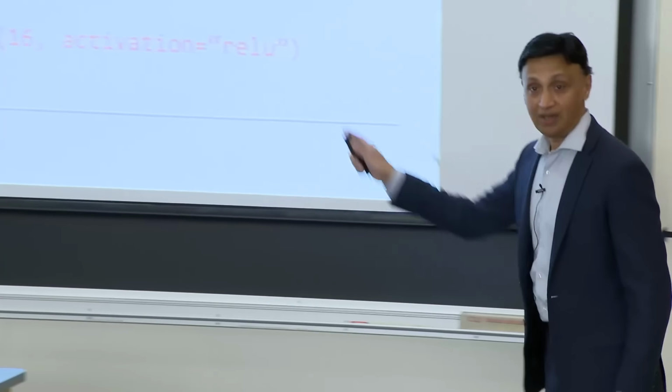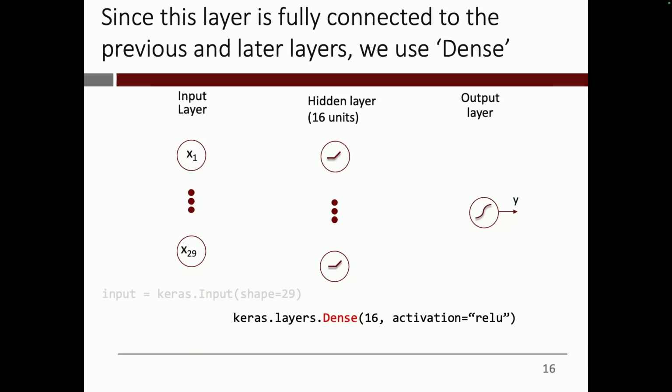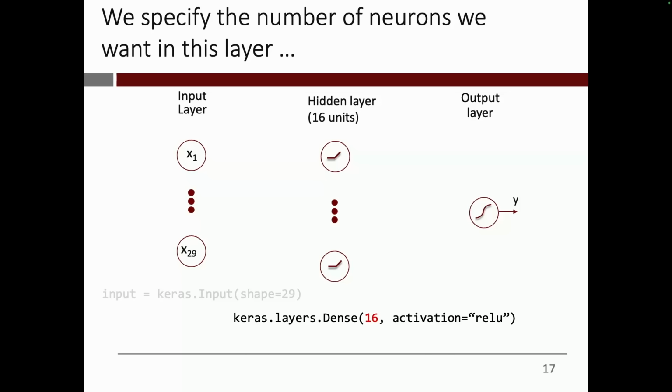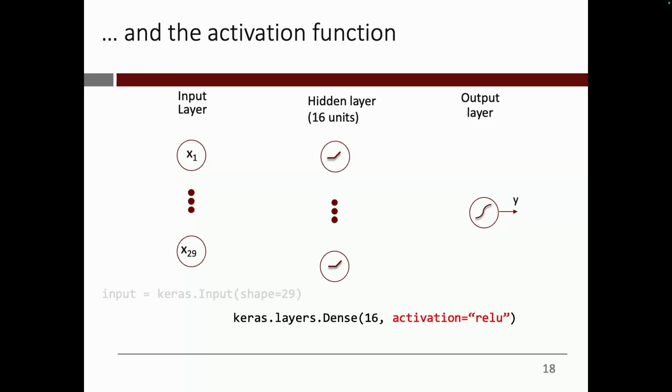Okay? So first of all, it says, I want a dense layer. By dense layer, I mean a layer that's going to fully connect to the prior and the later layers. Fully connect. That's what the word dense means. Okay? Number 2, I want 16 nodes here in this layer. Okay? Finally, I want to use a ReLU.